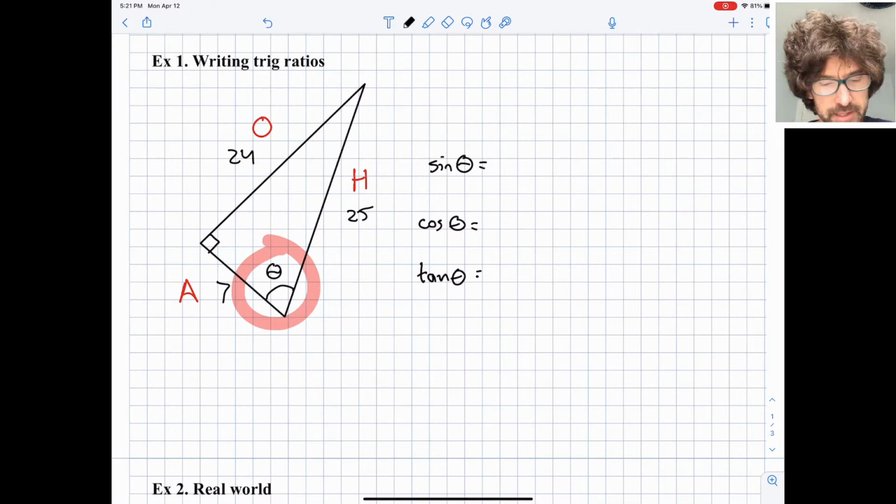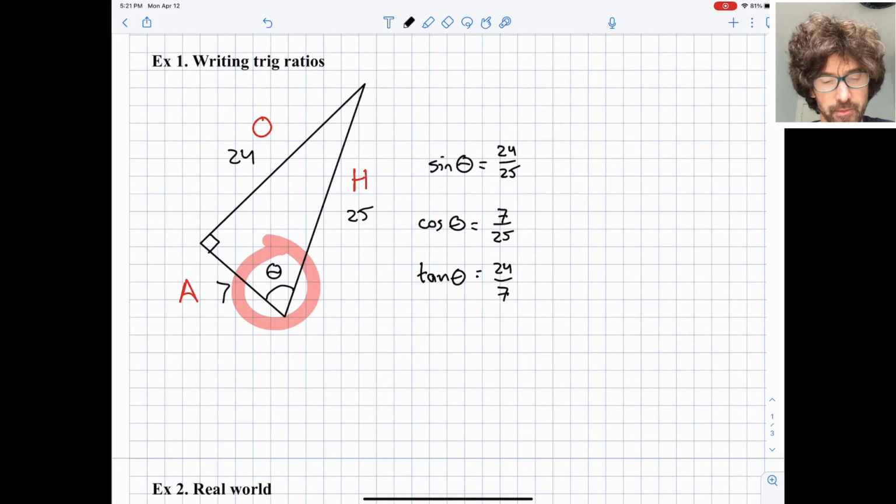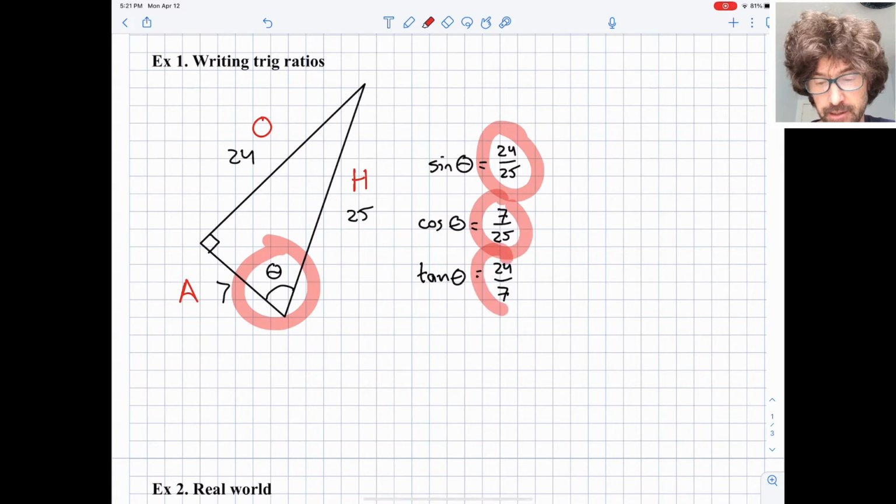The sine of theta, remember, is the opposite over the hypotenuse, which is 24 over 25. The cosine of theta is the ratio of the adjacent to the hypotenuse, which is 7 over 25. And the tangent of theta is the opposite divided by the adjacent, which is 24 over 7. We don't know exactly how large angle theta is right now, but if we did, we could go to our calculators and determine the sine of that angle, and we would get these exact ratios for the sine, cosine, or tangent.